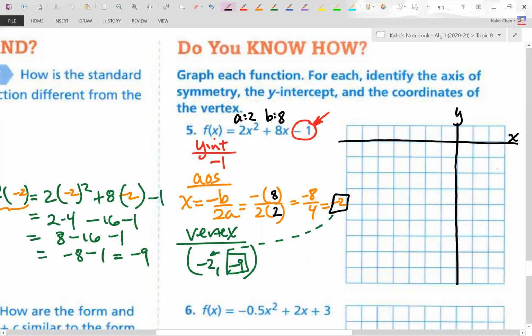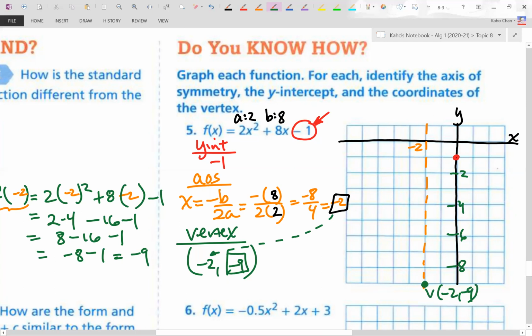All right, so y-intercept is -1. Great, put a dot there. Axis of symmetry is -2. Awesome. And finally, the vertex is at -2, -9. So it's all the way down there. -2, -9. That's my vertex.